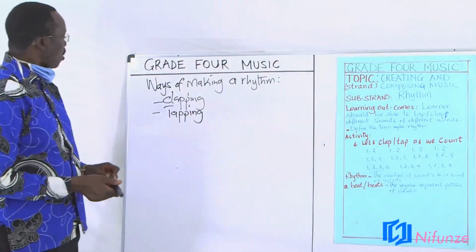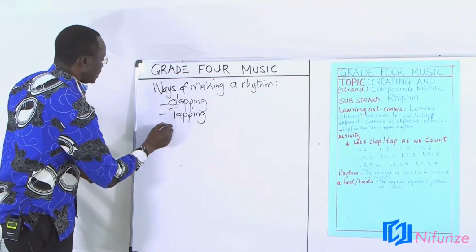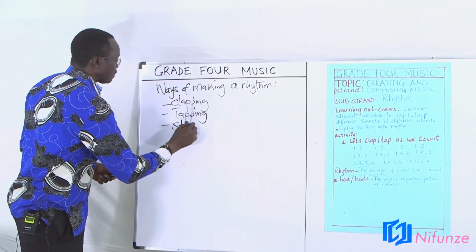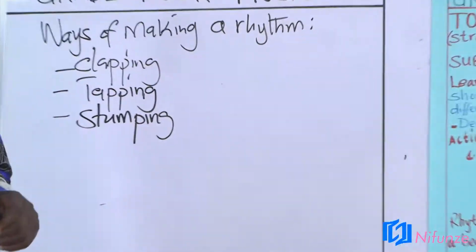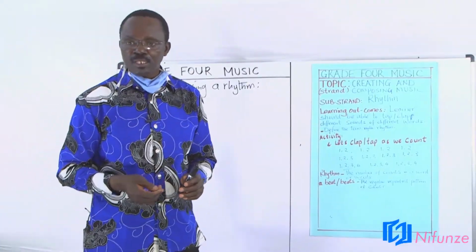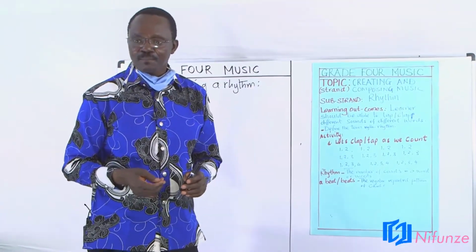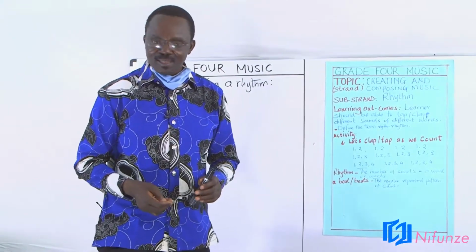Another way of making a rhythm is by stamping. Stamping is another way of making a rhythm. How do we stamp? We stamp our feet like that. When you stamp your feet down, you are making a rhythm.